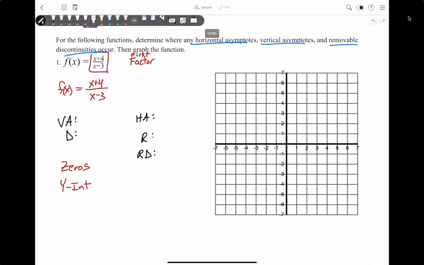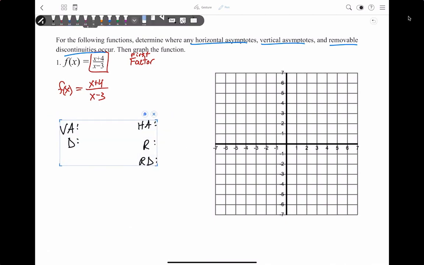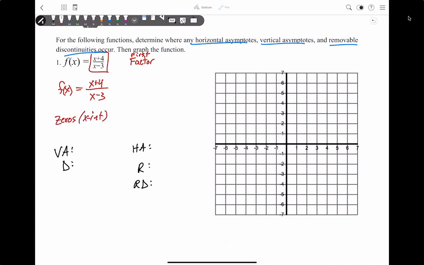But anyway, the zeros and the Y-intercepts are the other pieces. And the zeros and the Y-intercepts, I'm going to put them up here. Let me show you where I'm going to put those. We'll say zeros and the Y-intercepts. So zeros, aka the X-intercepts, and then the Y-intercepts. So all of these pieces are what we're looking for. And now systematically, let's go through it.